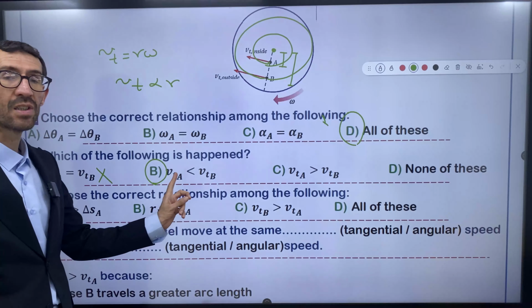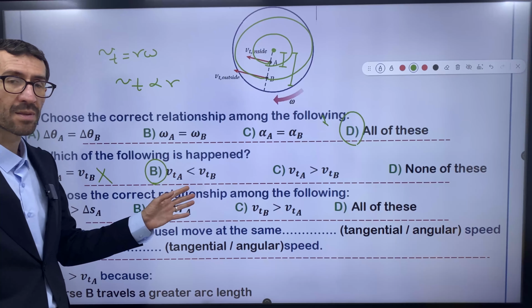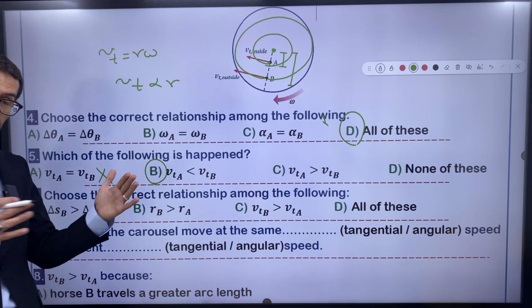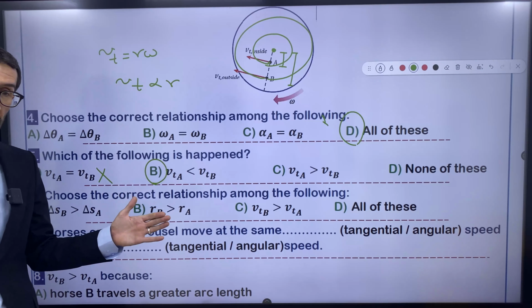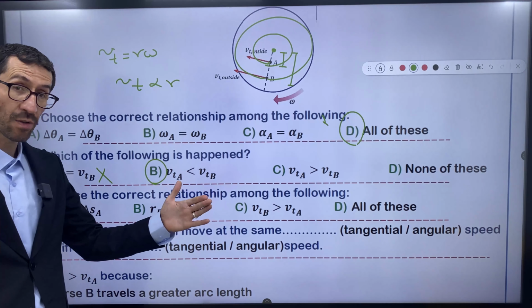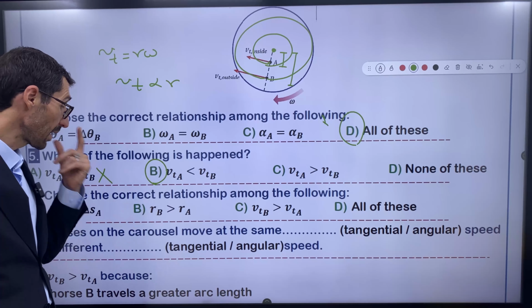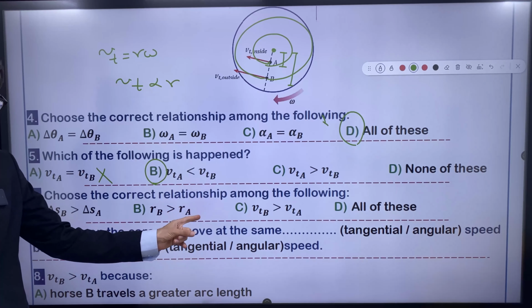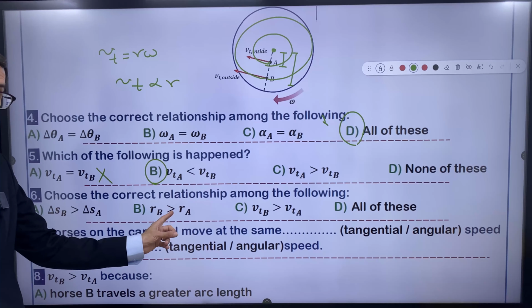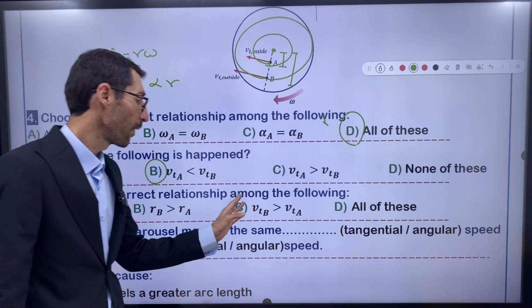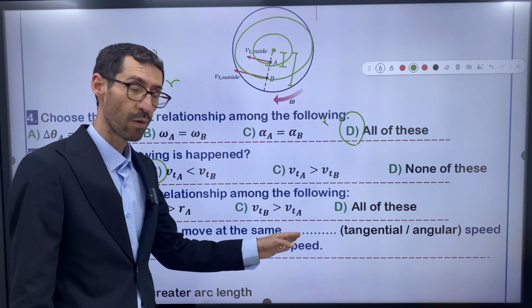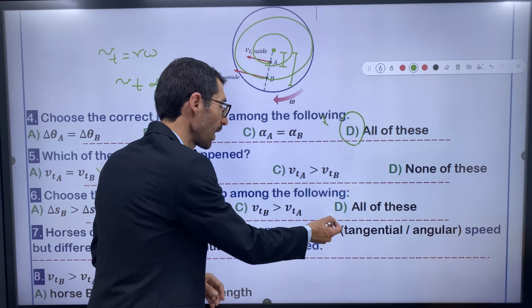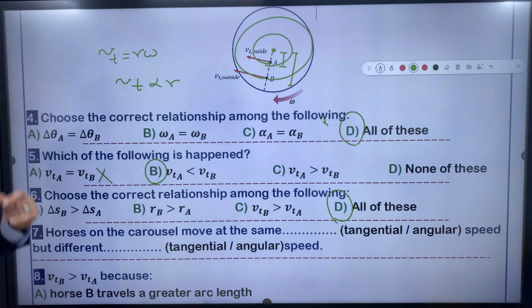R of B is greater than R of A. Is it true? Of course. R means distance from the axis of rotation. Radius means distance from the axis of rotation. And it mentions the r of the farther point is greater than the r of the near point, meaning r of B is greater than r of A is true. C, Vt of B is greater than Vt of A is true. That's why all of the options are true.